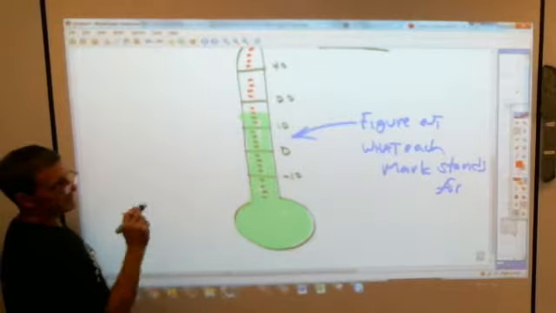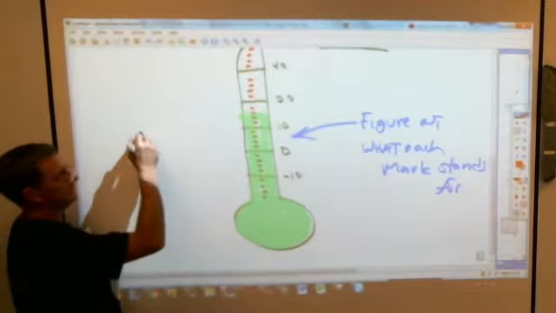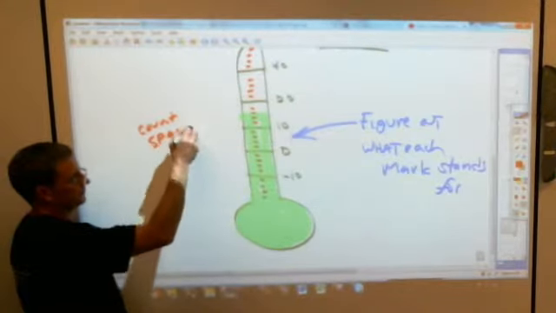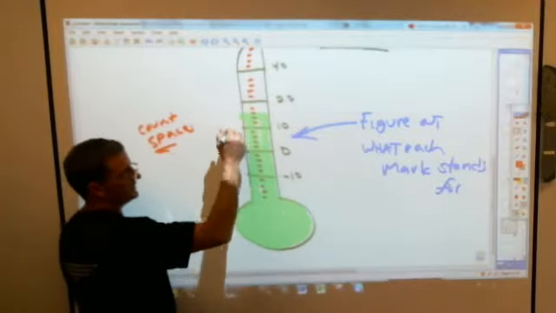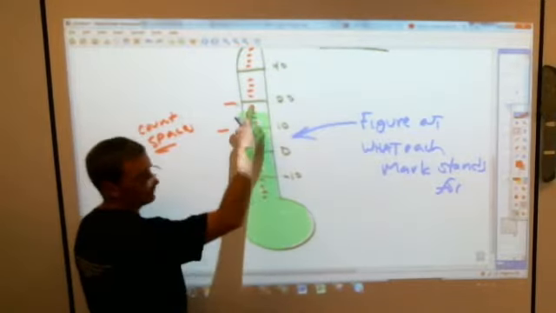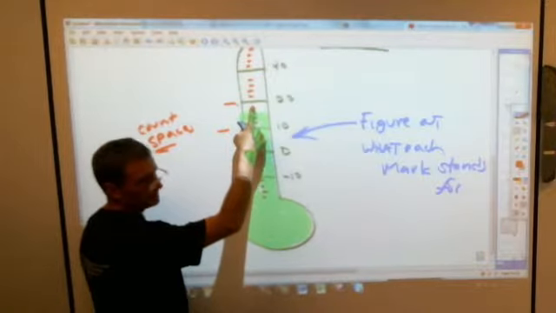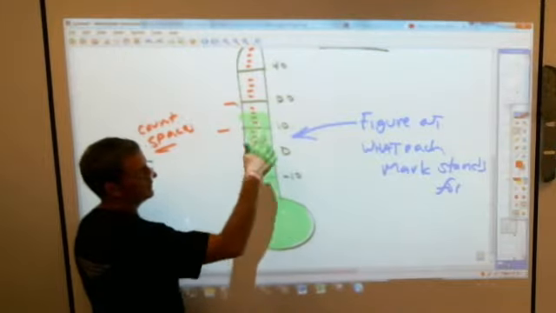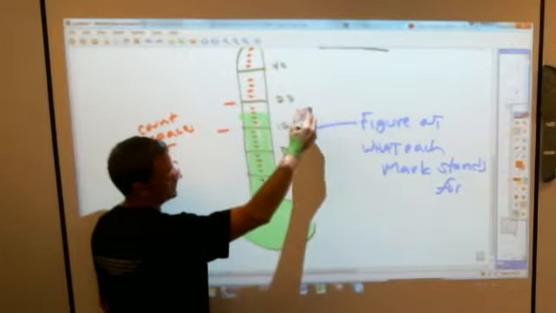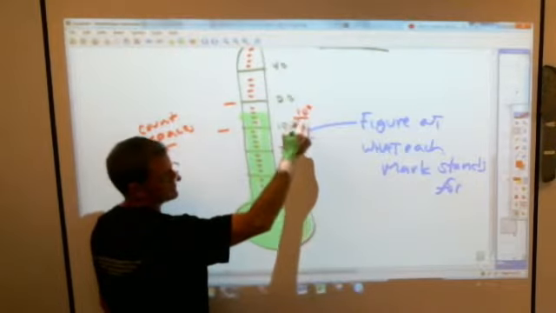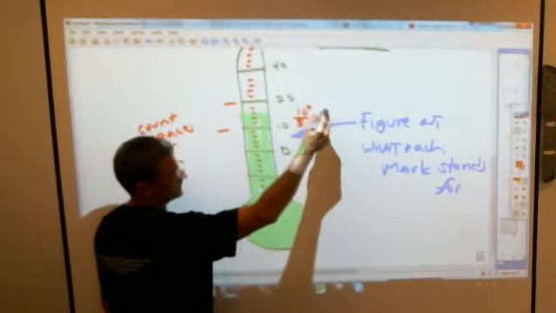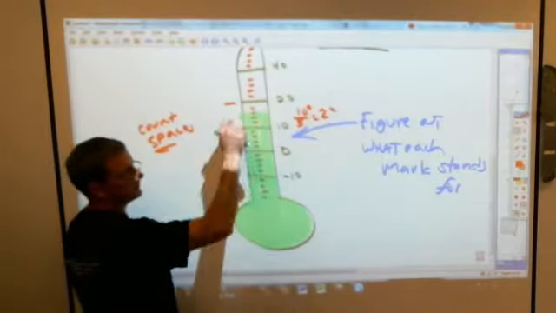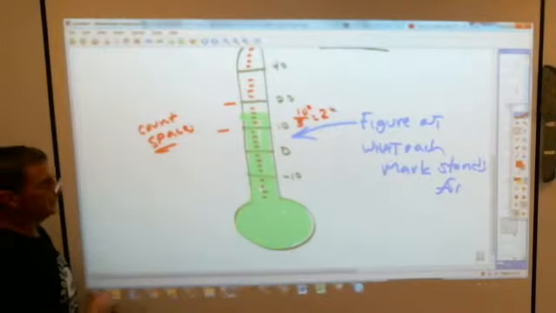You have to remember here that it's not so much the marks that matter as the spaces. Count spaces. Between 10 and 20 there are only 4 marks, but how many spaces are there? 1, 2, 3, 4, 5. So between 10 and 20 stands for 10 degrees, and there are 5 spaces, so each space has to be 2 degrees, because this would be 12, 14, 16, 18, 20.